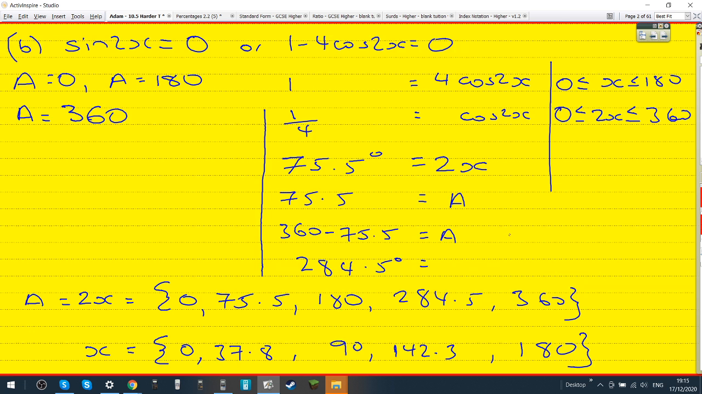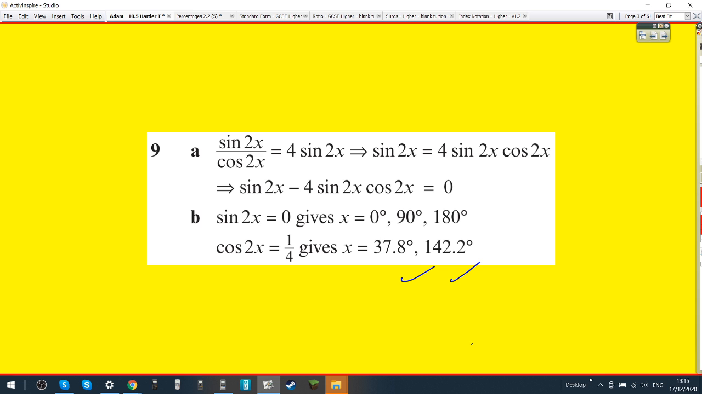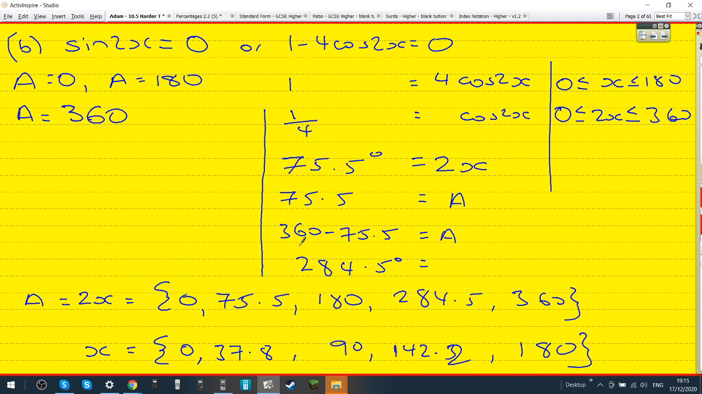37.8, 142.3. So that's why you don't round it too early. It's my mistake. I should have insisted. I thought it would be the final answer already. And then the other one was 0, 90, 180, because that's half.